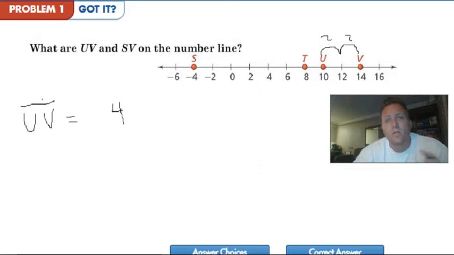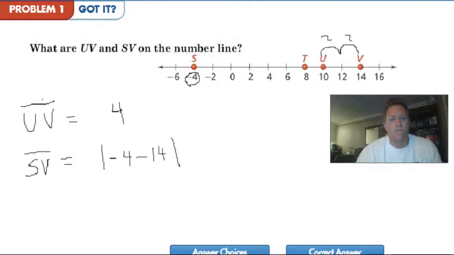But remember, we can also use our absolute value, which is important to know. So let's do that with the next one. If we have SV, remember the absolute value is from these two numbers. You would take the difference of those numbers. Remember, we had that formula at the very bottom of the first page of our notes. If we start at S, we have -4, and we take the difference with where we want to end up at V, which is 14. So we have the absolute value of -4 minus 14.